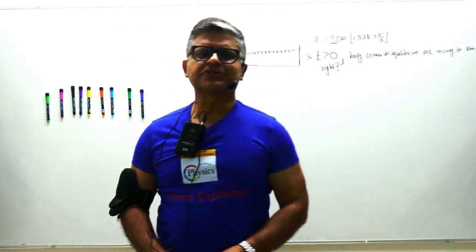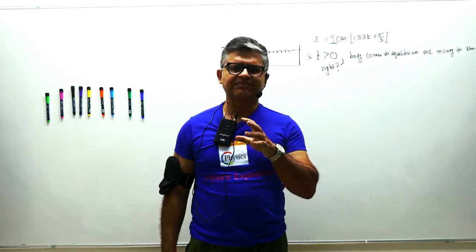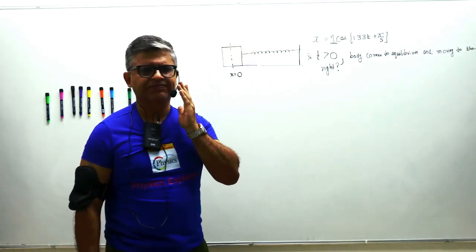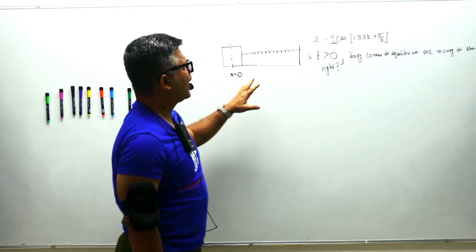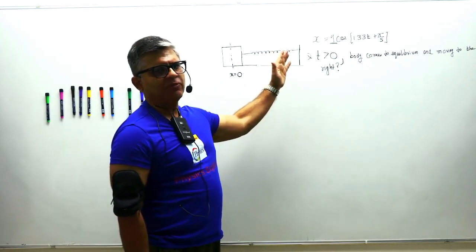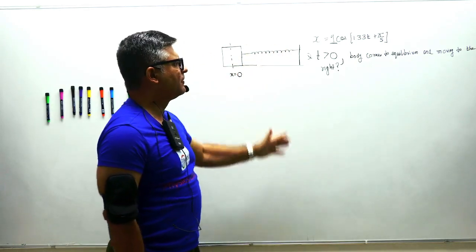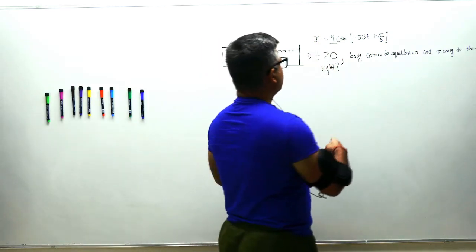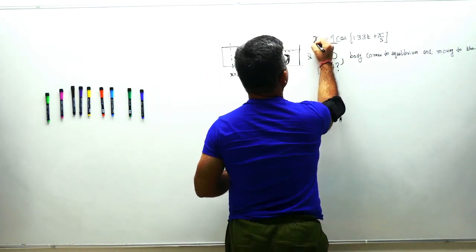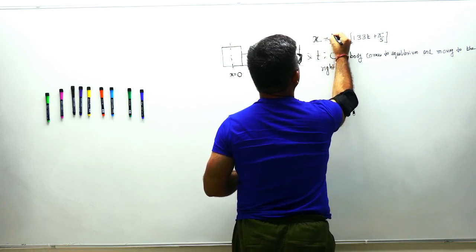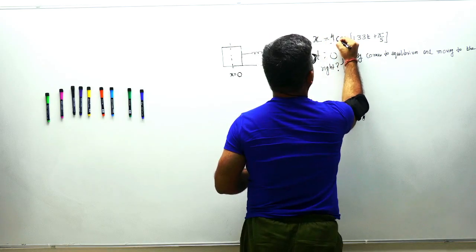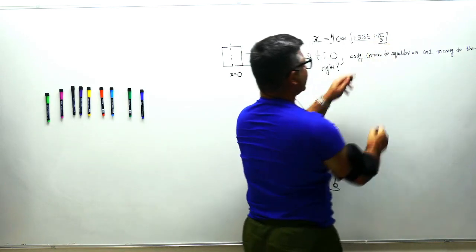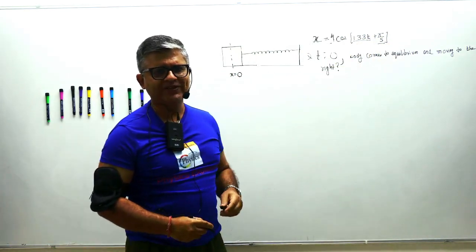All right, students. So this question is from the topic of simple harmonic motion, and the question is very, very interesting. It says that you have a body in simple harmonic motion that obeys this equation. I'll just read it for you. x is equal to 4 cos(1.33 t + pi/5). I hope you can see it, right?